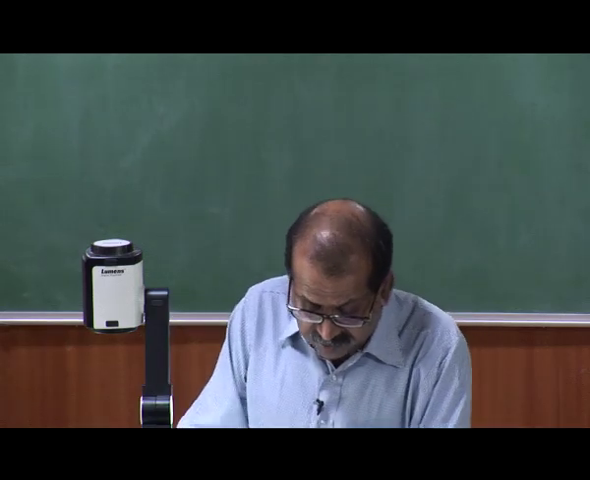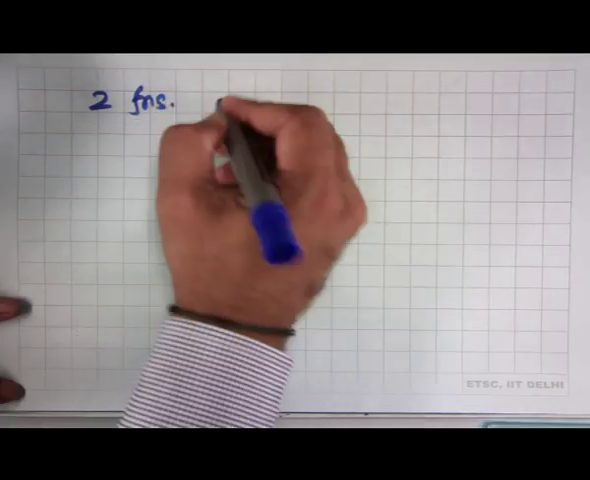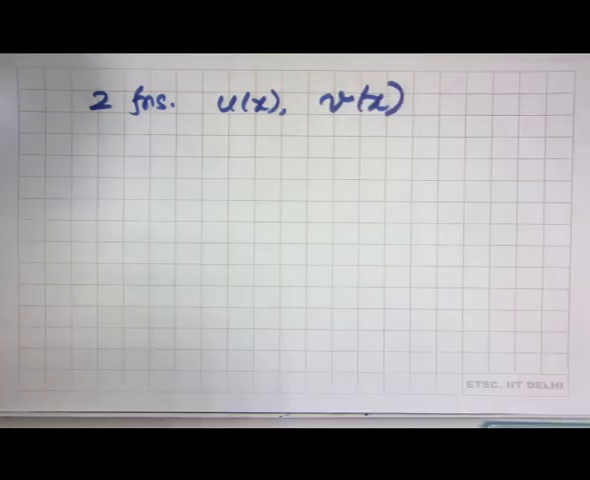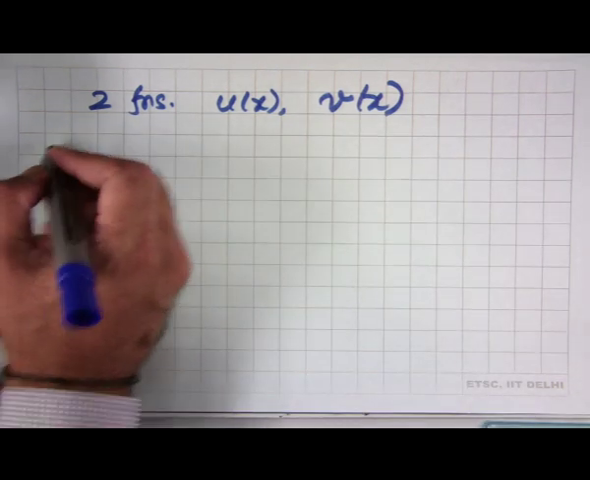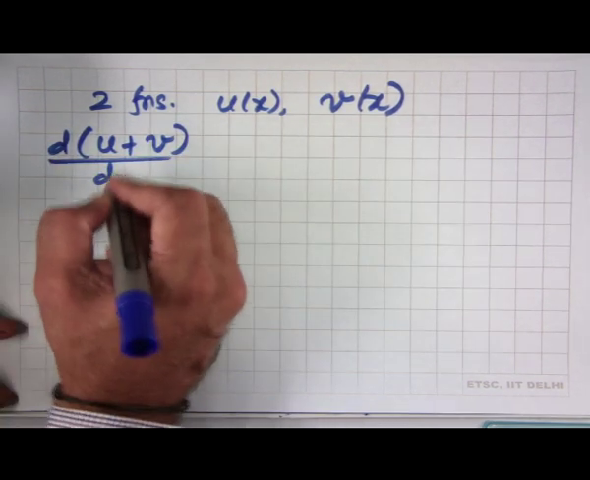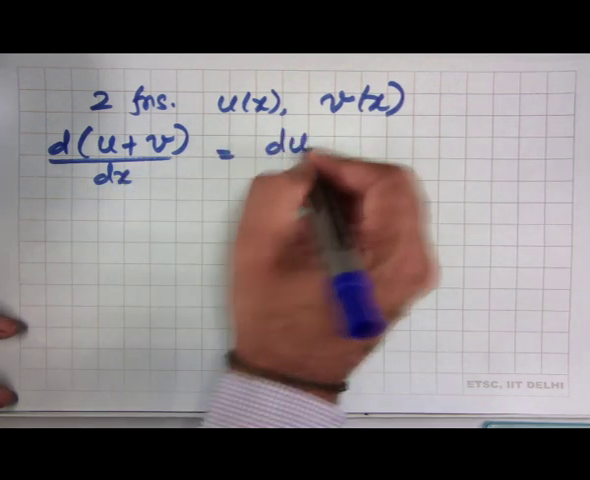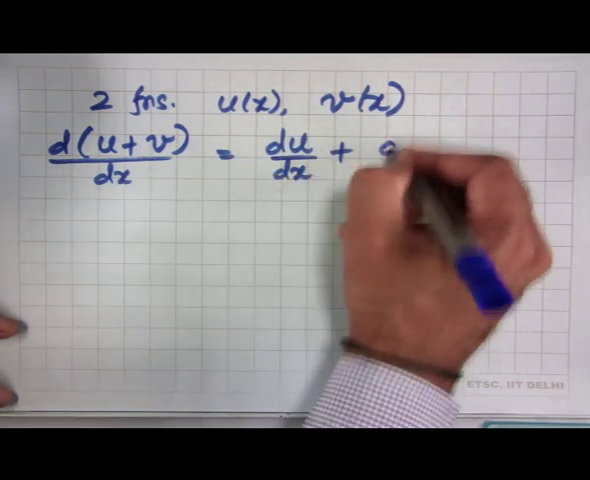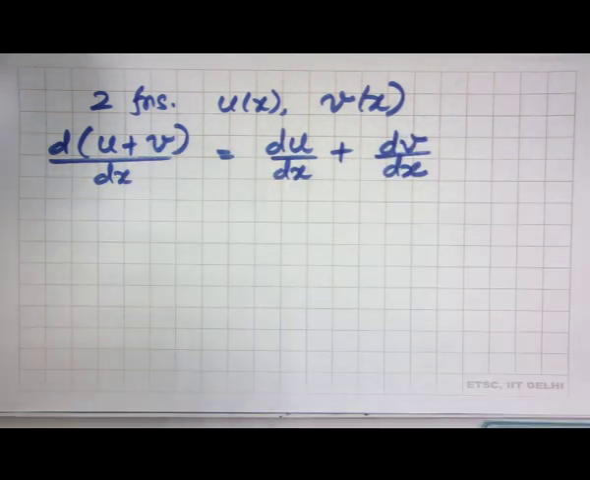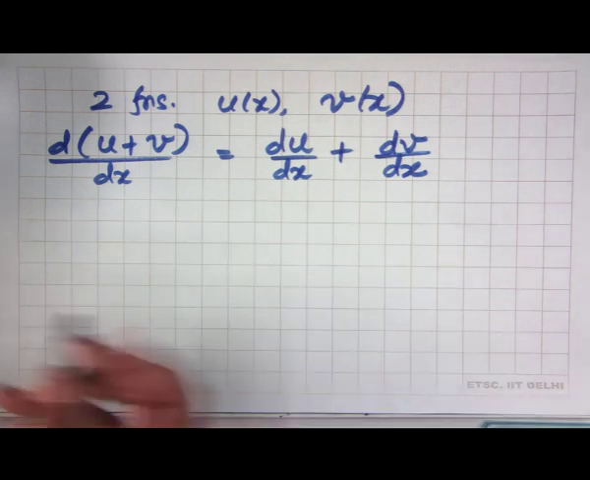So, suppose we have two functions, u of x and v of x, just as we had f of x. Then the derivative of u plus v is equal to the sum of the derivatives. So, for any quantity which is defined as a sum, you can take the derivative of individual functions and add them up.